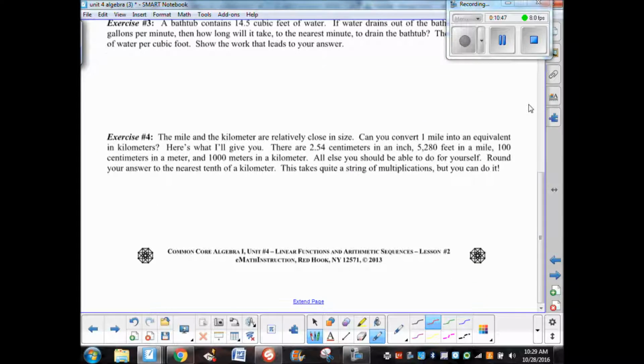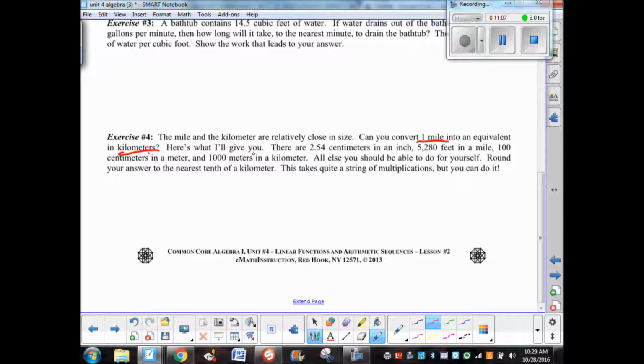Okay. Hop down. One more to go. We're going to hop down to number 4. You're not going to do number 3. Okay. Hop down and let's look at number 4. Number 4 could get a little crazy, but I think we can do it. Okay, it says the mile and the kilometer are relatively close in size. Can you convert 1 mile into equivalent kilometers?